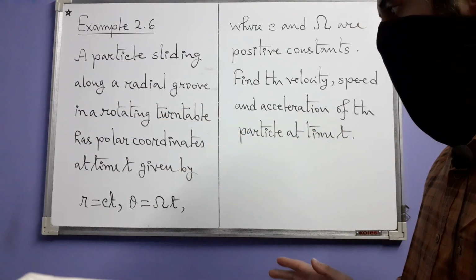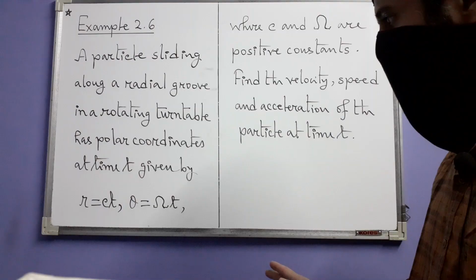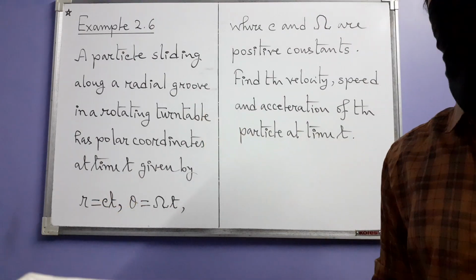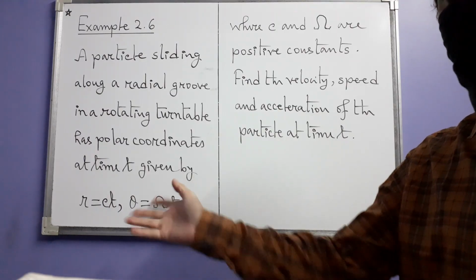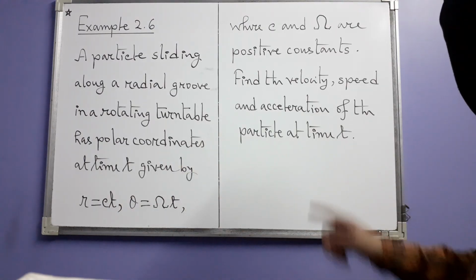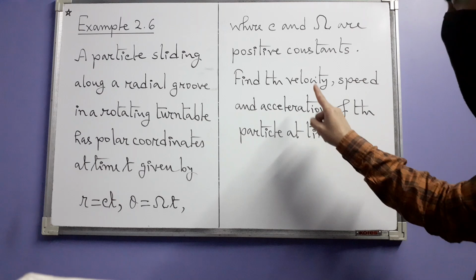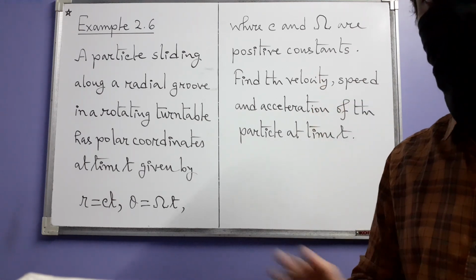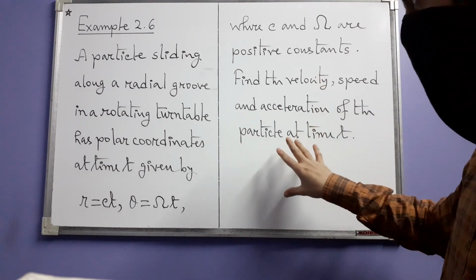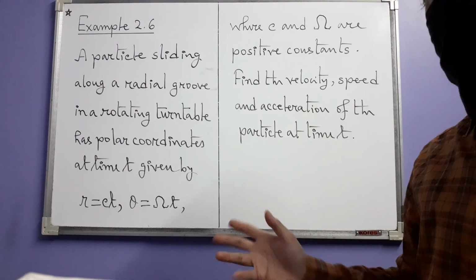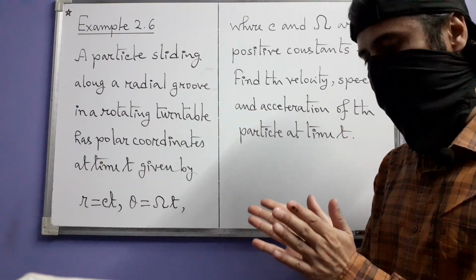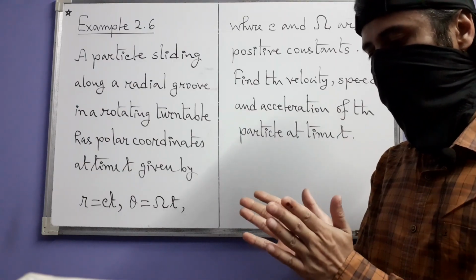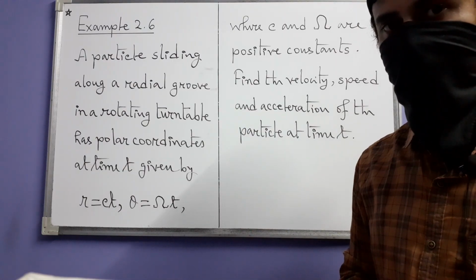And at any time instant t, these are the polar coordinates of the particle with respect to some initial line and some pole which are there in the background. We have to find the velocity, speed and acceleration of the particle at time t, and there is something else also in this example which I did not feel like writing. We have to also show that the angle between the velocity and acceleration vectors is an acute angle.